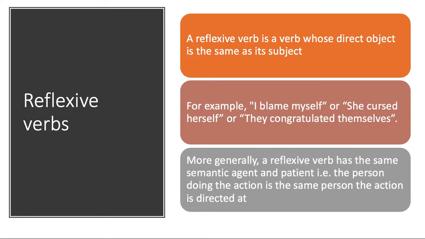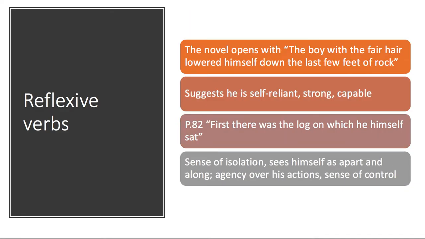I also want to touch very quickly on reflexive verbs. So a reflexive verb has a direct object the same as its subject. So I blame myself, they congratulated themselves. So it will have the same semantic agent as the patient. So the person who does the action is the same person the action is directed at, which is a complicated way of saying it. You'll all be very familiar with reflexive verbs.